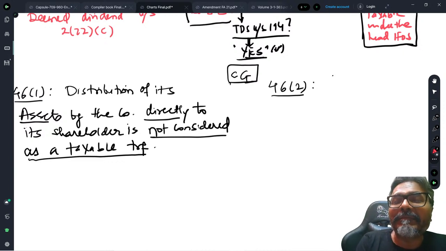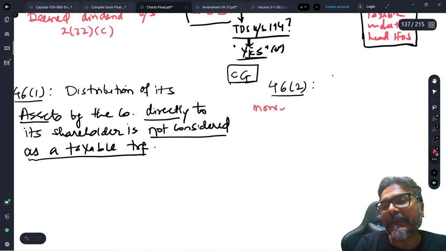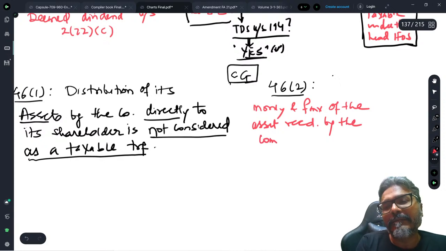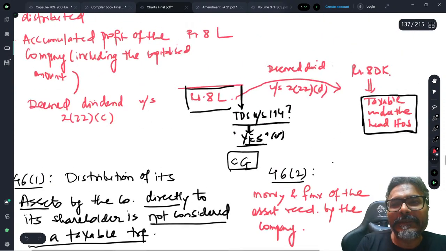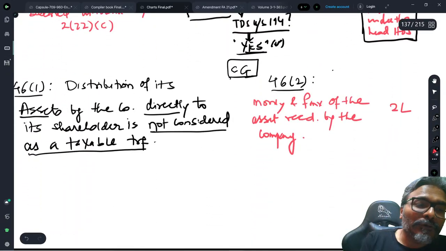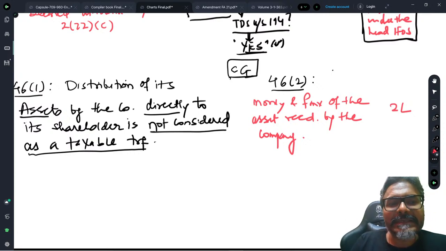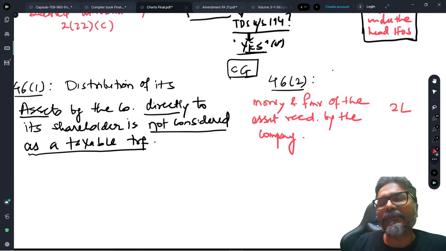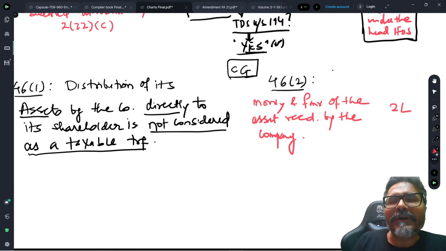So the money and the fair market value of the asset received by the shareholder from the company, that is what would be considered, students. And the amount in this case is 2 lakhs. But out of this 2 lakhs, you cannot tax the entire 2 lakhs. And why is it that you cannot tax the entire 2 lakhs? Because out of this rupees 2 lakhs, some portion of the amount, students, constitutes a deemed dividend.